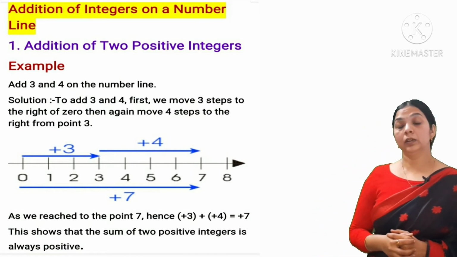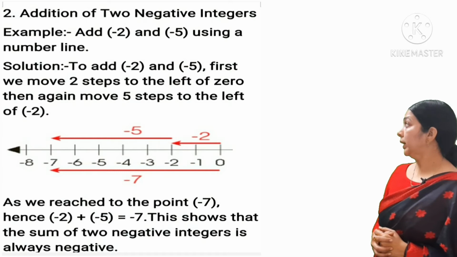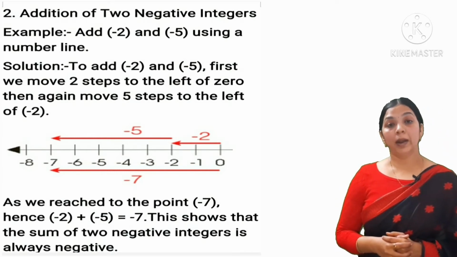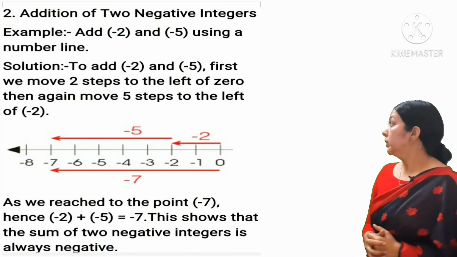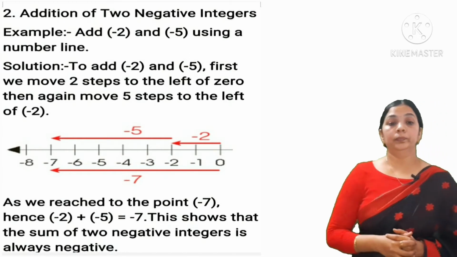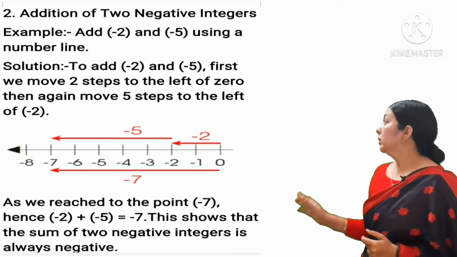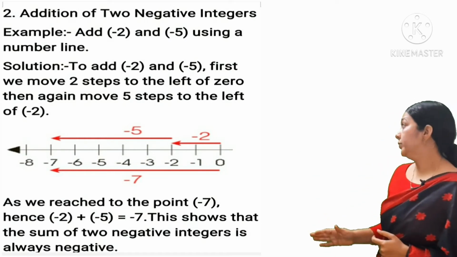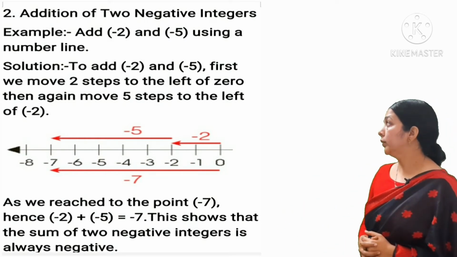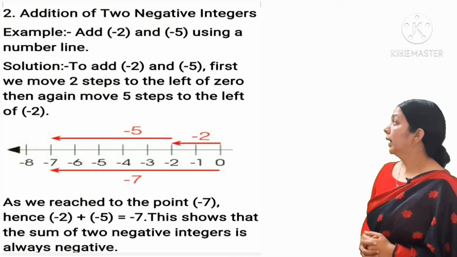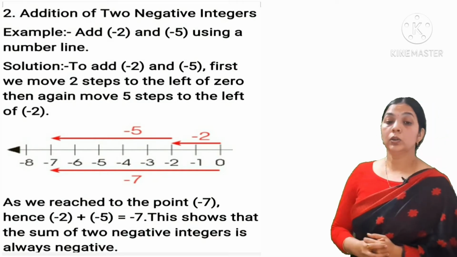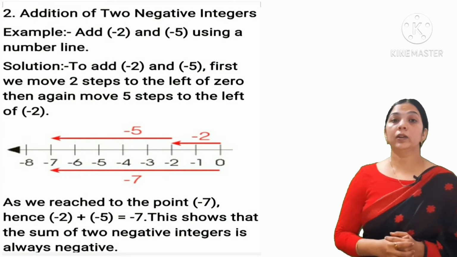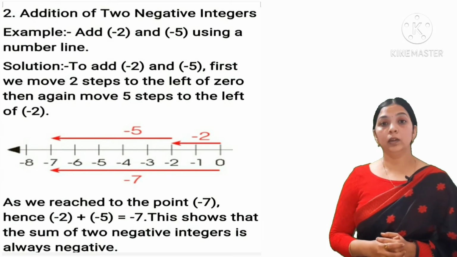Addition of two negative numbers. If we want to add two negative integers, then how will we go about it? For example, if minus 2 and minus 5 is to be added using the number line, we will move to the left of minus 2 and count 5 steps on the left. So it would be minus 3, minus 4, minus 5, minus 6 and minus 7. So the answer would be minus 7. This shows that when we add two negative integers, the answer would be negative.